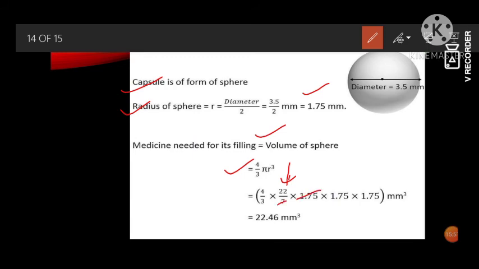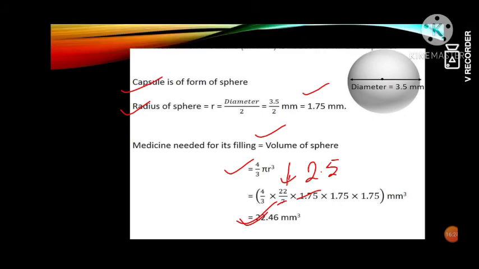Again you can see 7 and 1.75 can be cancelled, which is equal to 2.5. Now 2.5 cannot be further divided by 3, so we will multiply. We will get 4 into 22 into 2.5 into 1.75 into 1.75, which is equal to 22.46. So 22.46 mm cube is the volume of the liquid or the medicine that can be filled inside the sphere of diameter 3.5 mm.